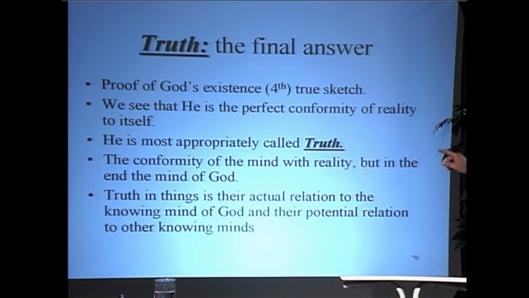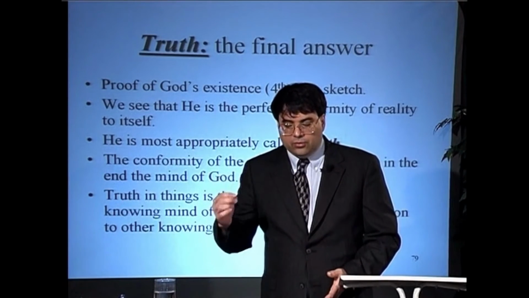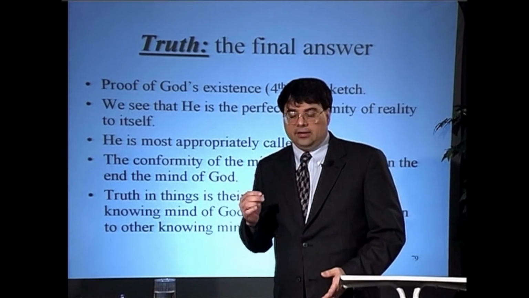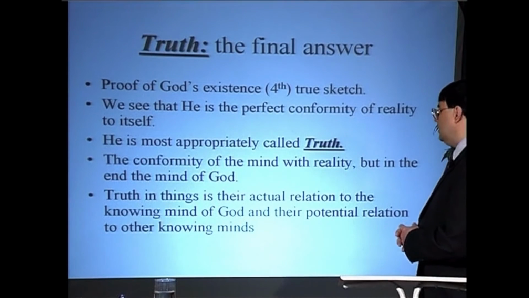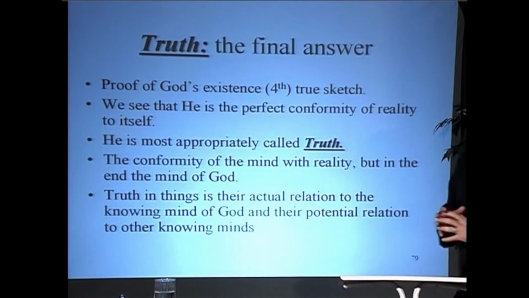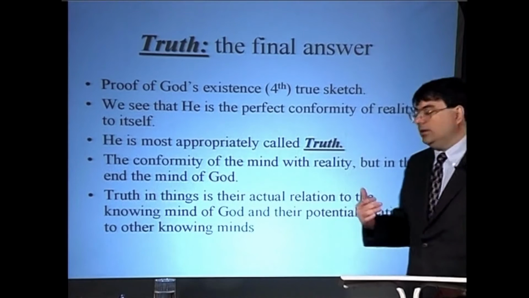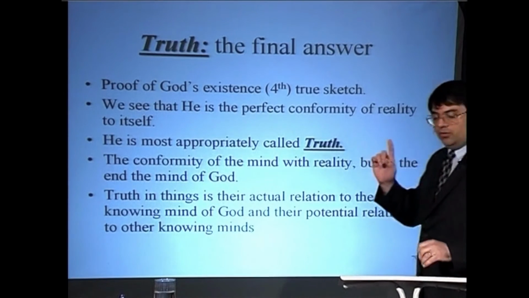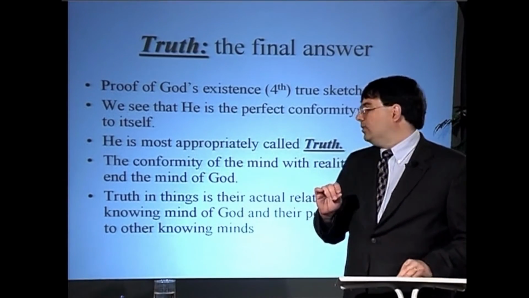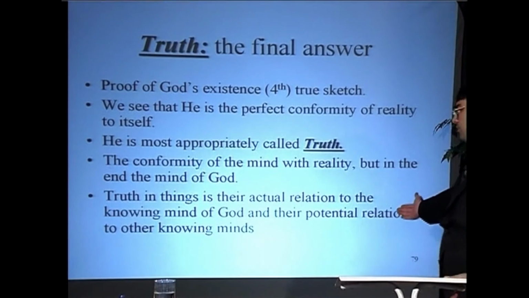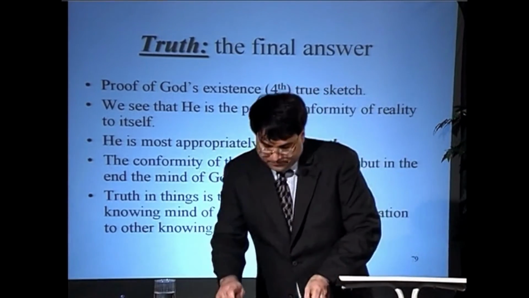The conformity of the mind, so he is a perfect conformity of reality with itself. Because remember, truth is the conformity of the mind with reality. And God is a conformity of reality with itself, so he is most perfectly called truth. Truth in all things is an actual relation to the knowing mind of God, because in God all these archetypes, all these ideas are known in their completeness. So their actual relationship is in the knowing mind of God. Remember, we sought that, we found it. The potential relationship is with respect to us, and when we know it, that relationship is actualized.